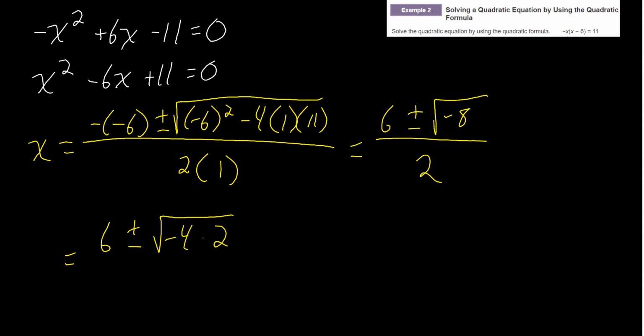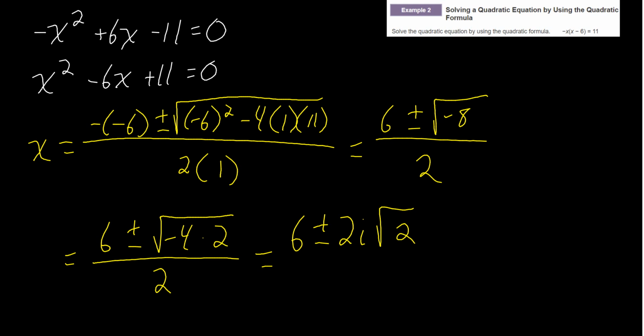So we can write this. So negative 4 times 2, well, we know that the square root of negative 4 isn't a perfect square per se in the real numbers, but it is in the complex numbers. Well, what is the square root of negative 4? It's going to be 2i. So we'll just go ahead and go into that stage right now. So 6 plus or minus 2i on the square root of 2, all over 2.